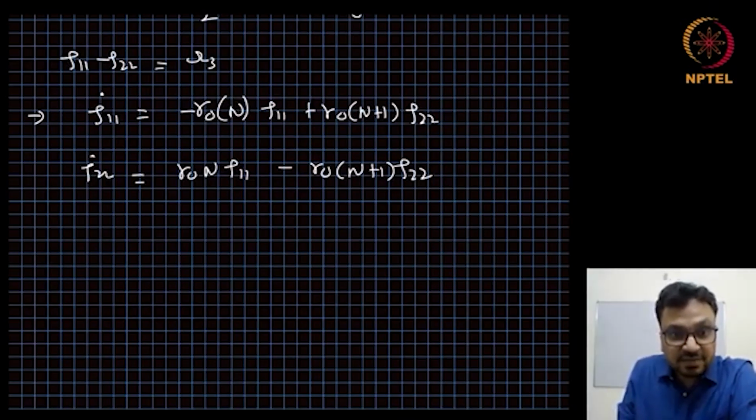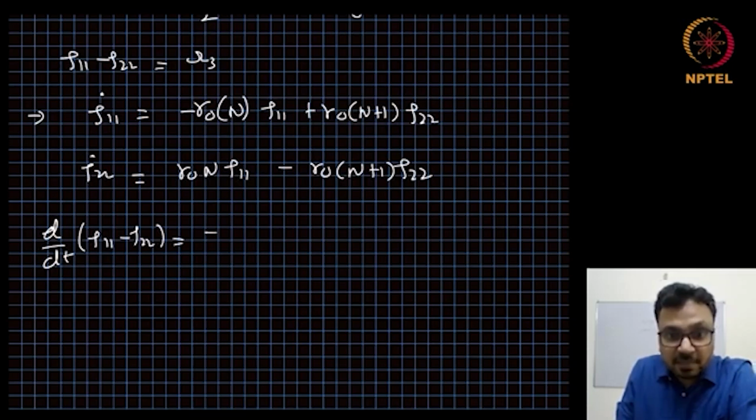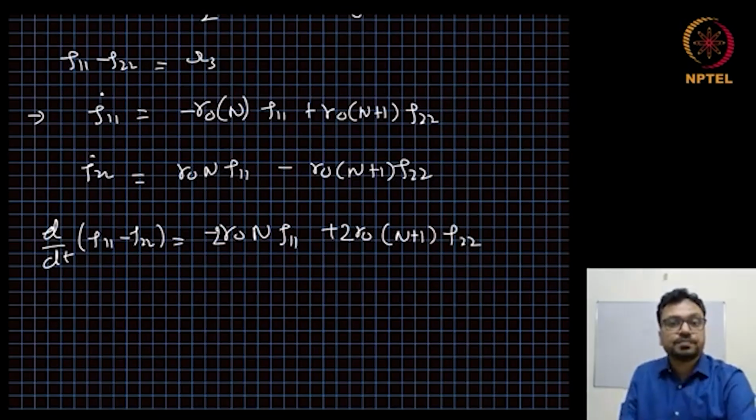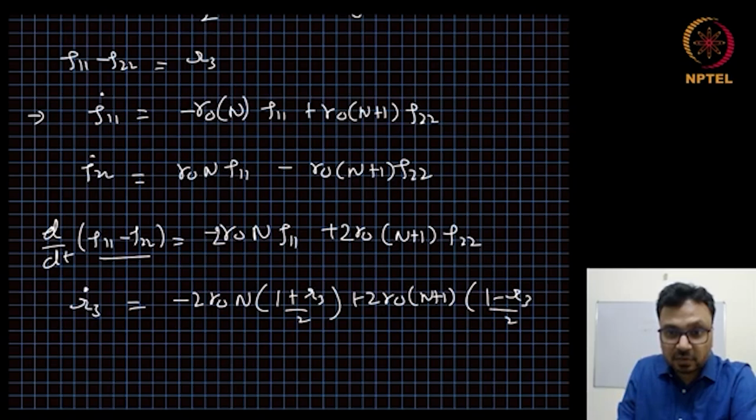So if we subtract these two equations, we get d over dt of rho 1 1 minus rho 2 2. That will be minus gamma naught n twice rho 1 1 and plus 2 gamma naught (n plus 1) rho 2 2. Rho 1 1 minus rho 2 2 is R3, so this is R3 dot. We get minus 2 gamma naught n, rho 1 1 is (1 plus R3) over 2, plus 2 gamma naught (n plus 1), that is (1 minus R3) over 2.